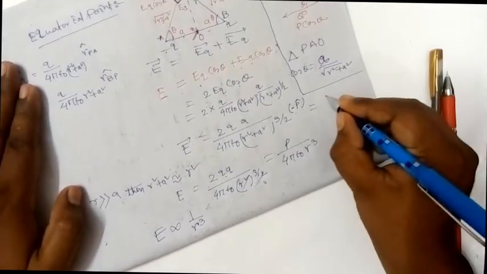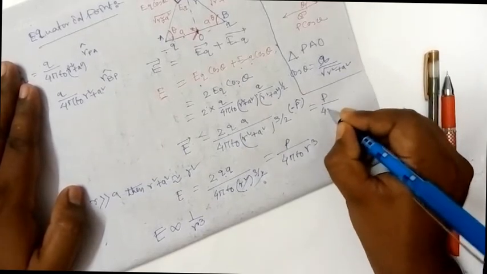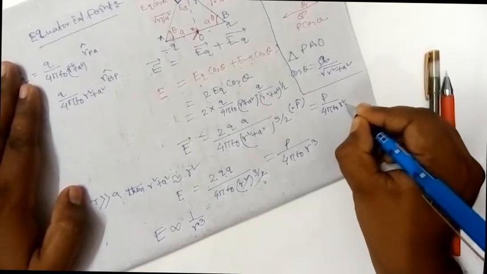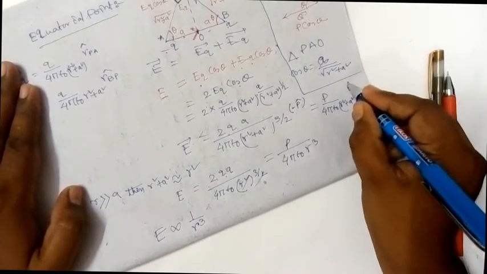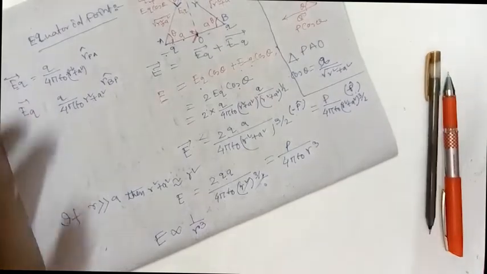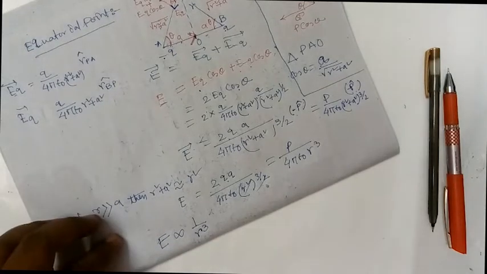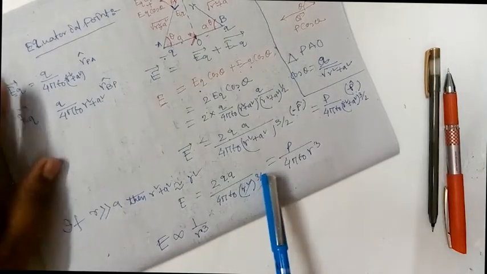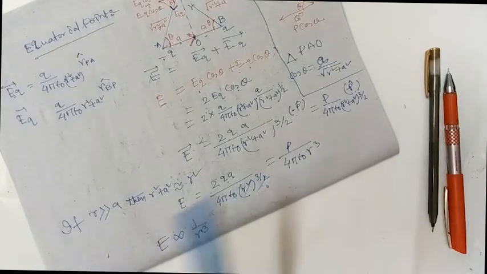So here we also have to mention 2A into Q, which we can write as P by 4 pi epsilon naught (R square plus A square) whole to the power 3 by 2, times minus P cap. This is our electric field at the equatorial point. So two things we have to remember. For the axial point, it is 2P by 4 pi epsilon naught R cube, and for the equatorial point, it is P by 4 pi epsilon naught R cube.